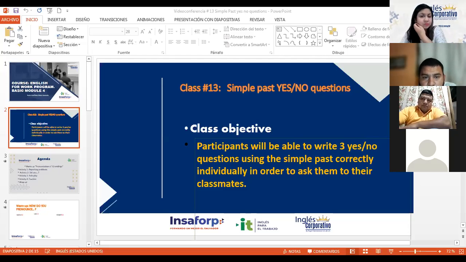Class objective. Participant will be able to write 3 yes, no questions using the simple past correctly, individually, in order to extend to their classmate. Exactly. So that's what we expect from you at the end of the class, that you can write at least three questions correctly in the simple past.